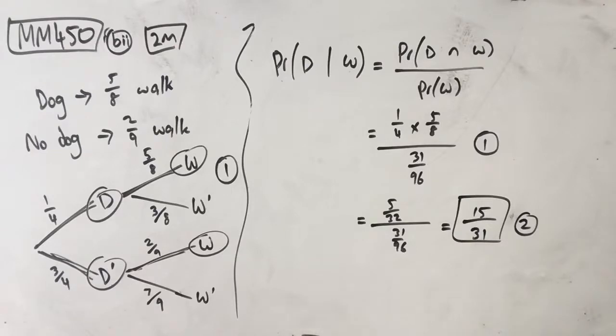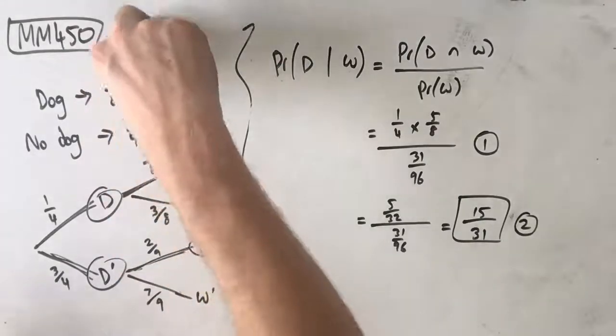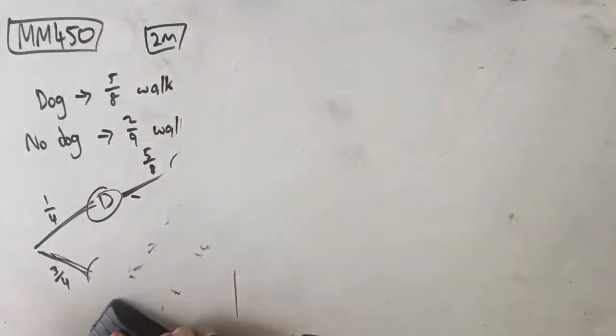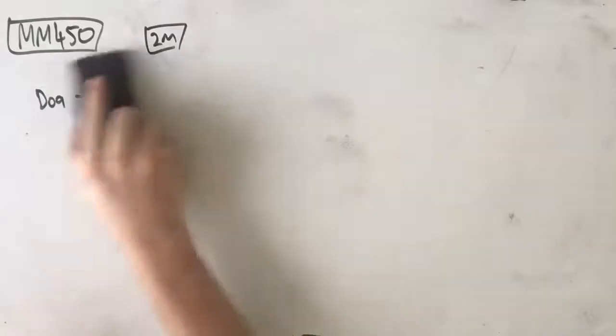Let's move on to part C. Part CI is a 2-mark question as well. I'm actually just going to rub all of this out because I don't think I need that anymore. Hopefully not. No, I don't.